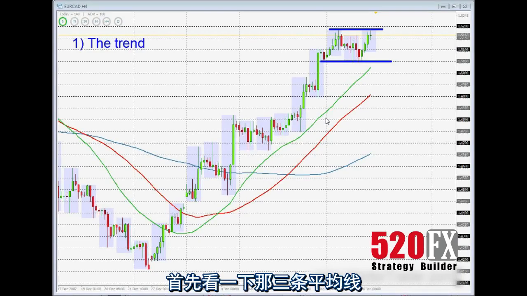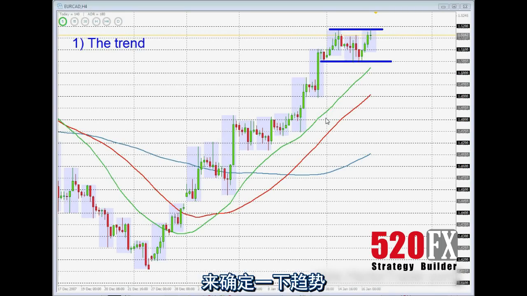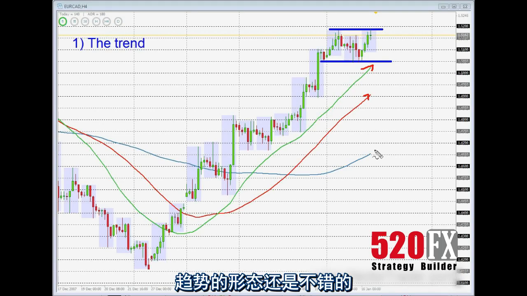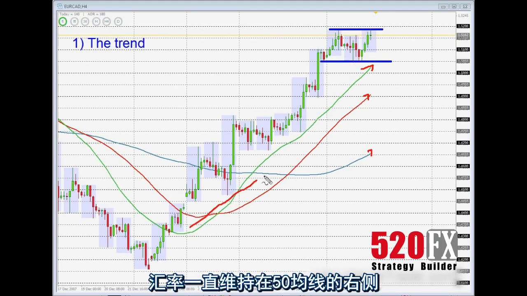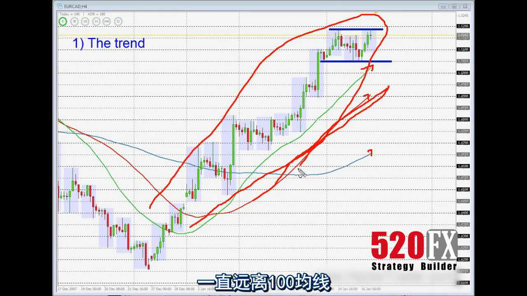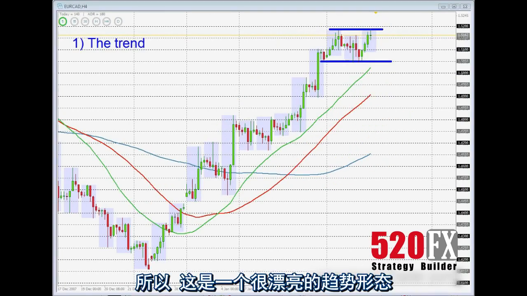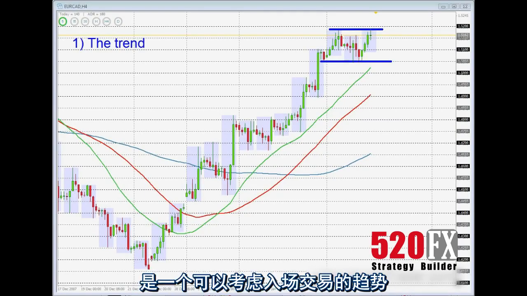First of all, have a look at those moving averages, have a look at the trend. Is it a nice trend? Is it the trend you want to get involved with? Well, in this case, I reckon it's a pretty nice trend. All the moving averages are pointing up, price is spending most of the time on the right side of the 50 simple moving average, which is this one in red, and price is nowhere near the 100. So yeah, it's a pretty nice trend. I reckon this is a trend I could trade.